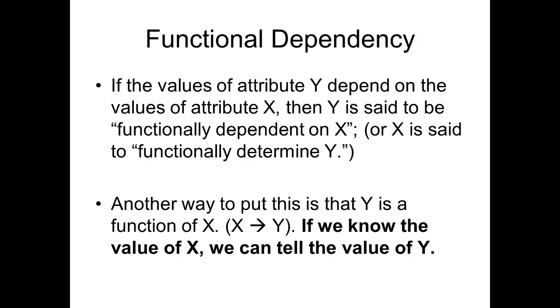To use a formal definition, a functional dependency is present whenever the values of an attribute y depend on the values of another attribute x. In more practical terms, a functional dependency is present whenever we're able to identify or determine the values of an attribute if we're given the values of another attribute.